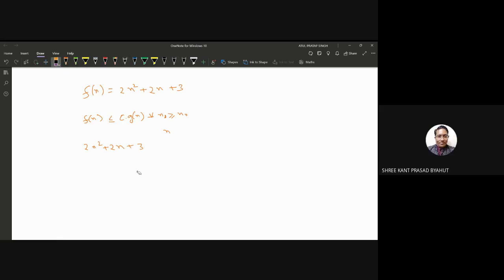It will be upper bound. Yeah, so we are calculating the upper bound here. So this is upper bound. We are calculating g(n) here. So for big O it is the upper bound, and omega is the lower bound, right?